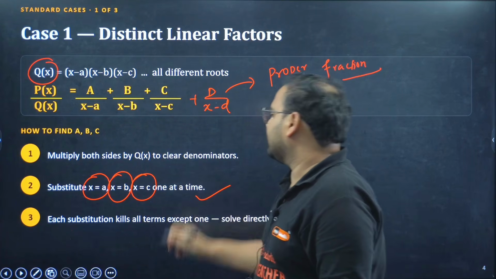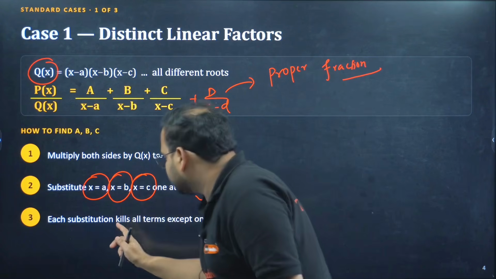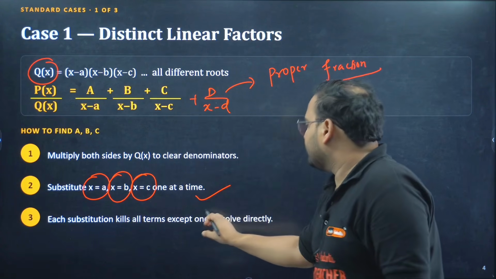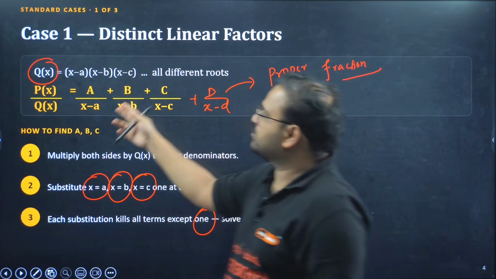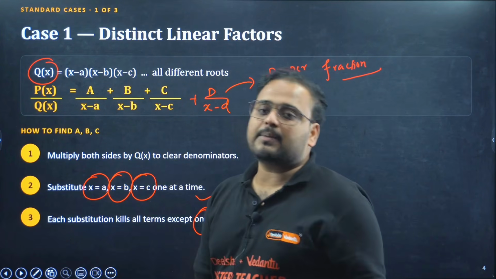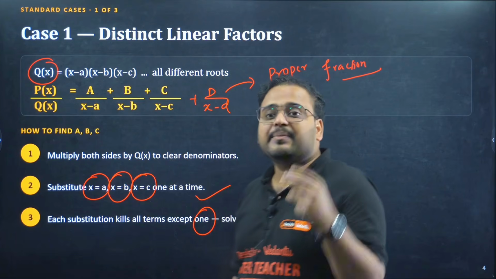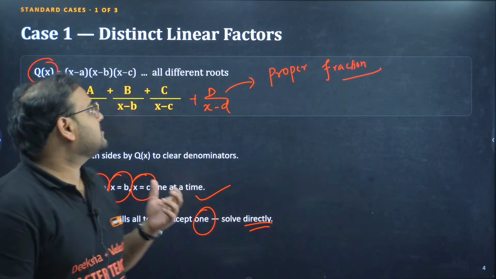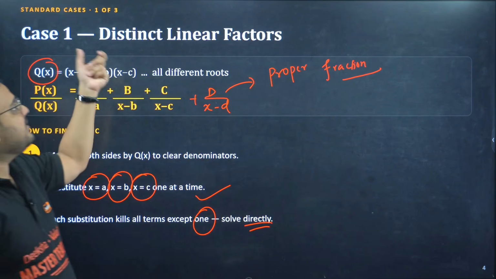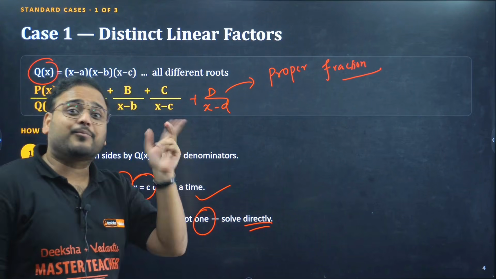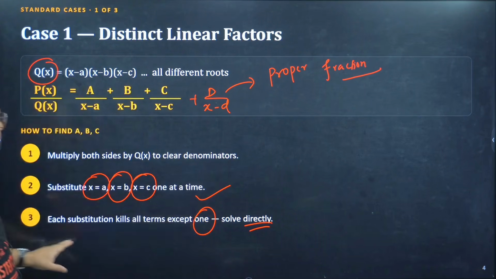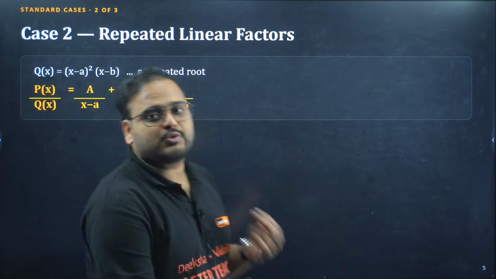That's why I said one at a time. Each substitution kills all the terms except one, and you solve that to get that unknown variable. What is capital A equal to, what is capital B, capital C, capital D? Does it make sense or not? This is case 1, where we have distinct linear factors in the denominator of a proper fraction. Okay, let's move on. Next is case 2.